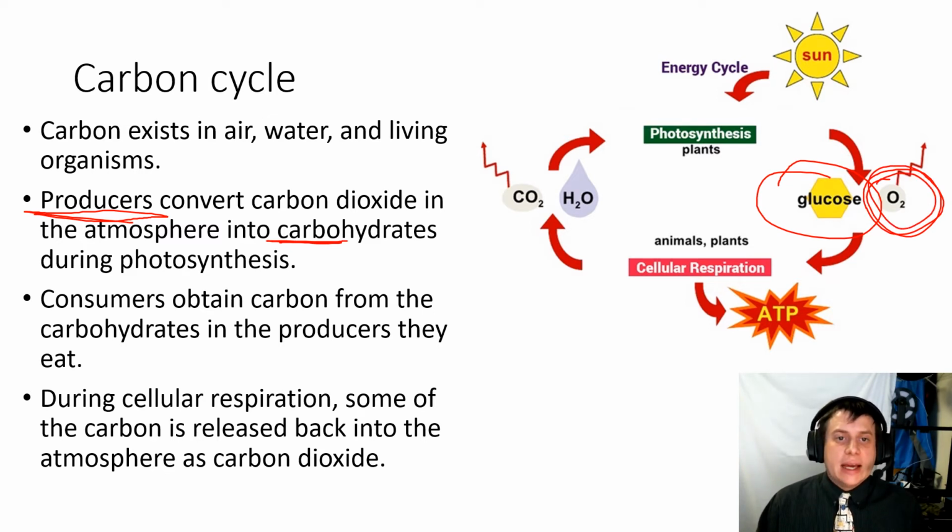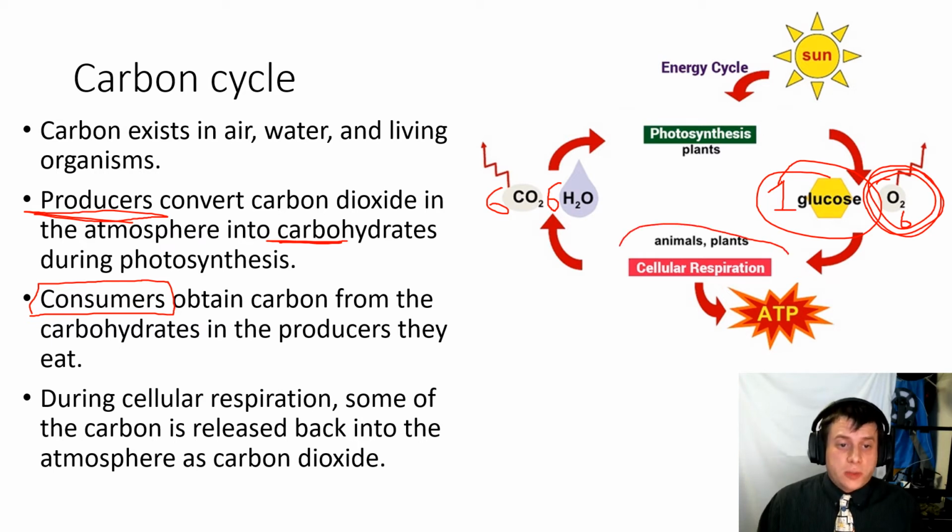So they'll take in 6 carbon dioxide, and they will perform photosynthesis along with 6 waters, and they will produce 1 glucose molecule and 6 oxygen molecules. And that's the basic formula. Well, then consumers like you and me, things that have to eat food to survive, we're going to eat those plants or that glucose.